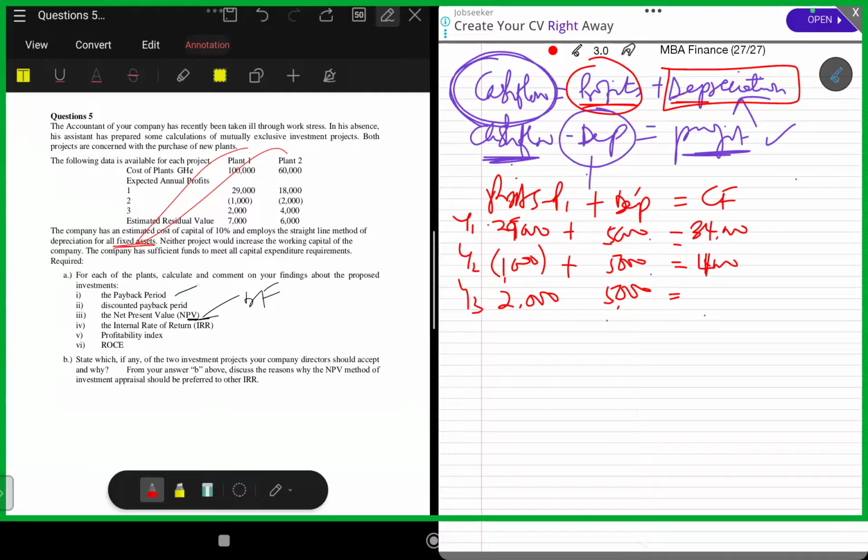Why is it negative? If it's in brackets, it's a loss. Okay. 2,000 in year three. 2,000 plus 5,000 is what? So 7,000.